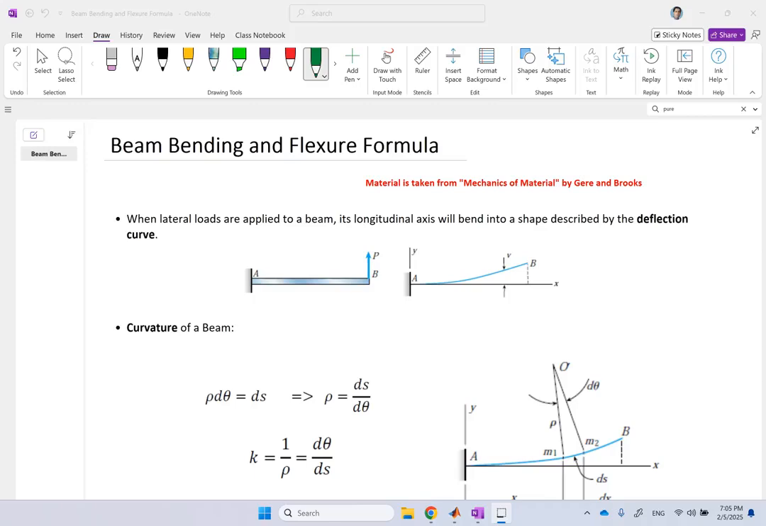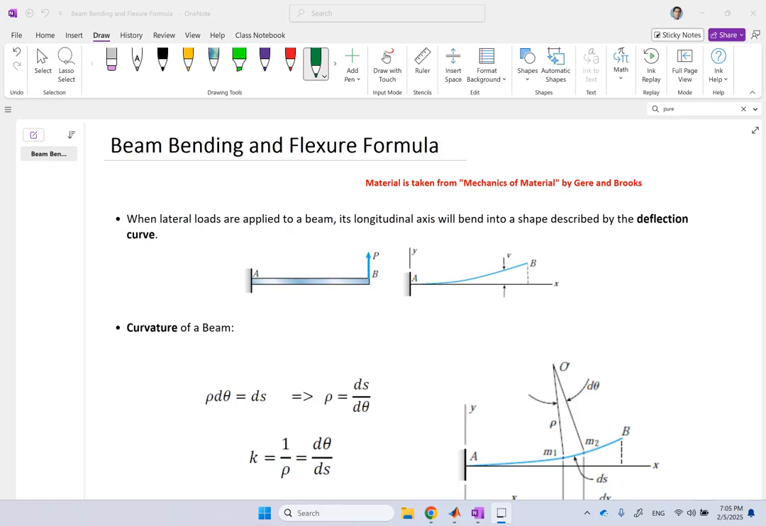Hello everyone. In this video we are going to look at beam bending and the flexure formula. As always, my material is mostly taken from Mechanics of Materials by Gere and Brooks. So here we are going to look at beams and the difference.